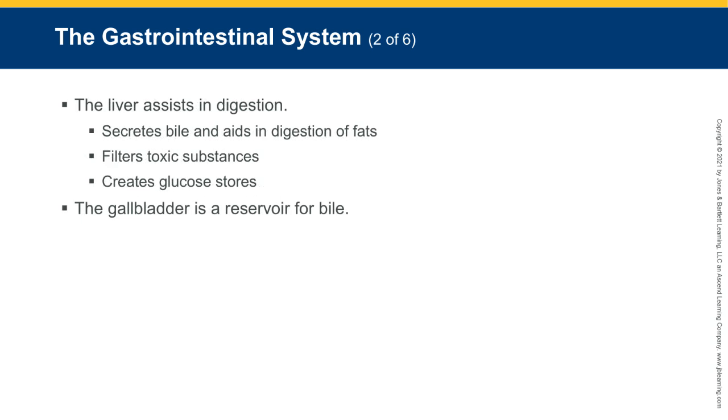The liver plays a vital role in digestion and metabolism. It secretes bile, which helps break down fats, filters toxins from the blood, and regulates glucose levels. The gallbladder stores bile and releases it when needed. Damage or disease in these organs can lead to serious metabolic and digestive complications.